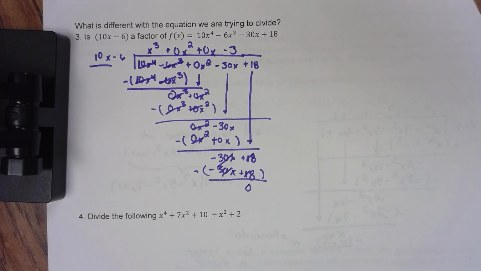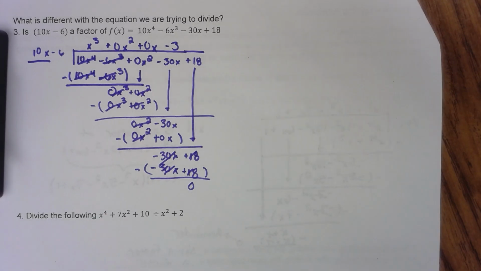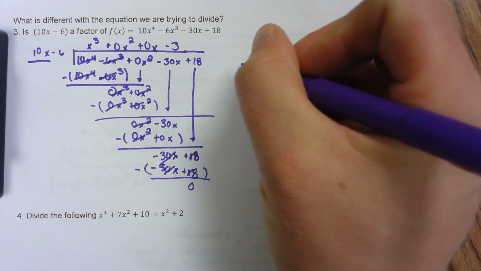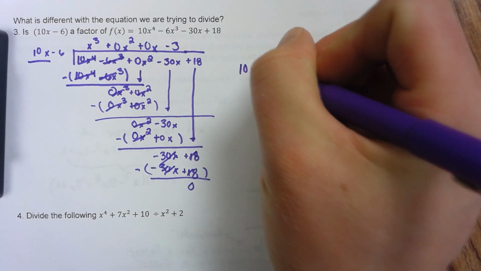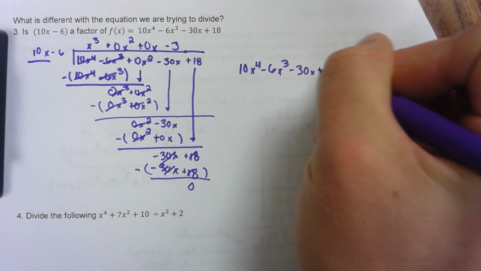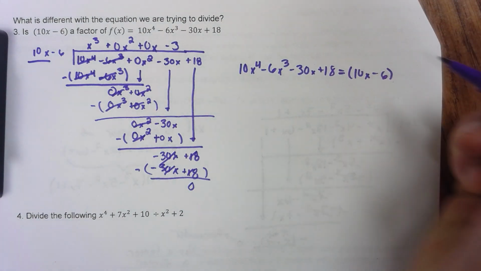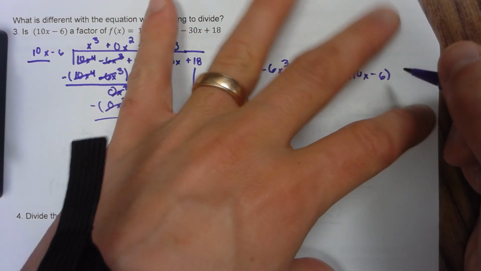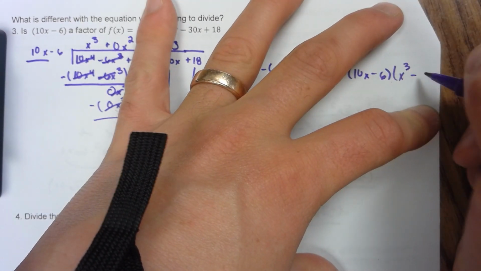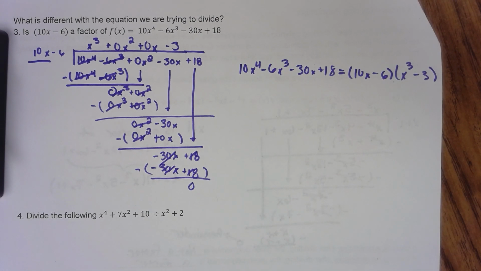So our division here, and if we're tying it back to the whole purpose of why we do the division, right? That's the factor. We would say that 10x to the fourth minus 6x cubed minus 30x plus 18 is equal to 10x minus 6 times x cubed minus 3. And we could work on getting solutions from there.